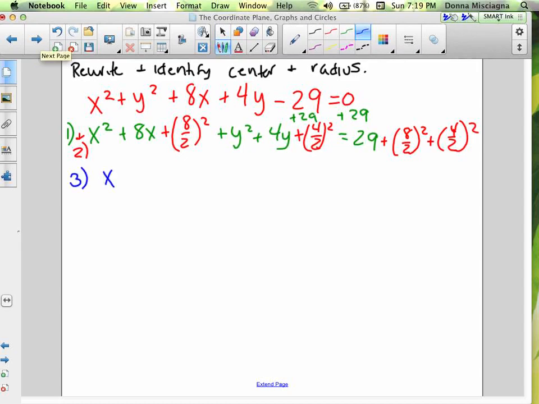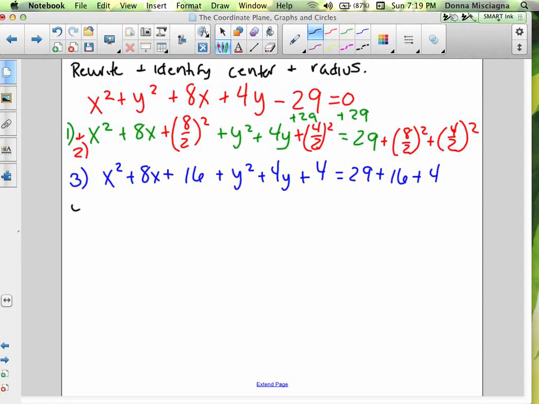So now we have x squared plus 8x plus 8 divided by 2 is 4. 4 squared is 16. Y squared plus 4y plus 4 divided by 2 is 2. 2 squared is 4 equals 29 plus 16 plus 4. All right, so now we can factor. So our step 4. We're going to factor the x values. We're going to factor the y. And let's just add that together.